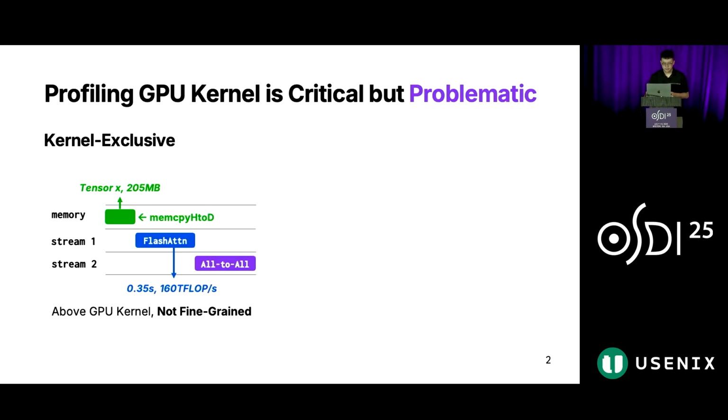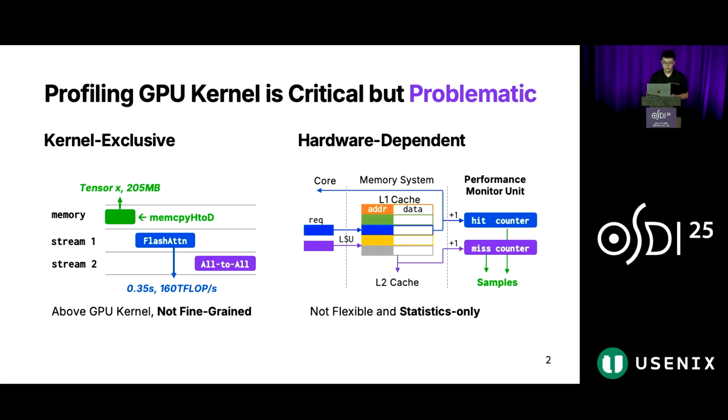Profiling the GPU workload, or particularly the GPU kernel, the code running on the device, is a critical challenge, but it's very problematic. Existing profilers are kernel exclusive. You may know the memory allocations, you may know the kernel time, you may know the speed, but you have no way to get inside the devices. It is not fine-grained. Other kernel profilers are hardware dependent.